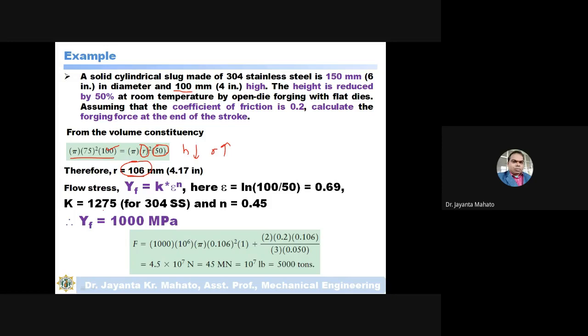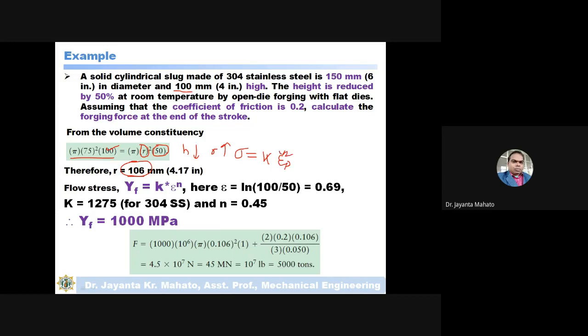Now you have to calculate the flow stress. So flow stress equals K into epsilon to the power n. This is the formula, the strain hardening formula that I told you about in the previous year. So sigma is equal to K into epsilon P to the power n.